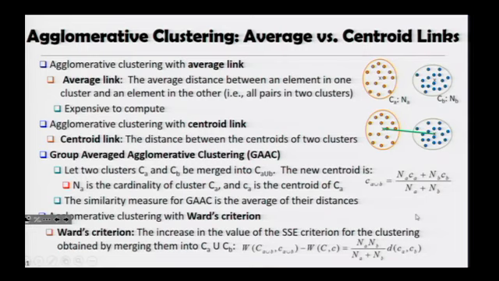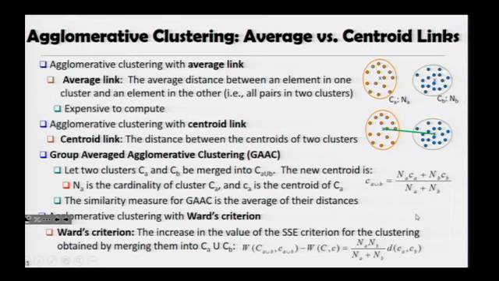Other than how they define the distance or similarity function between two subclusters, you also need to specify how to pick the center of the new cluster. There are two criteria here. One is called group average agglomerative clustering, the GAAC algorithm.